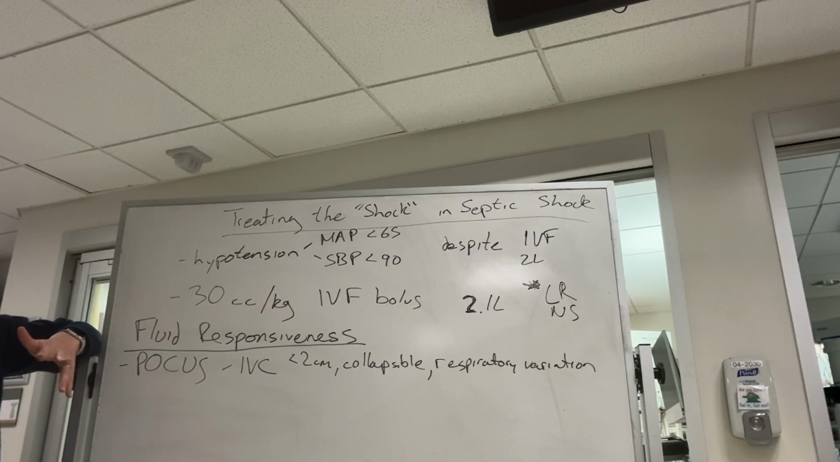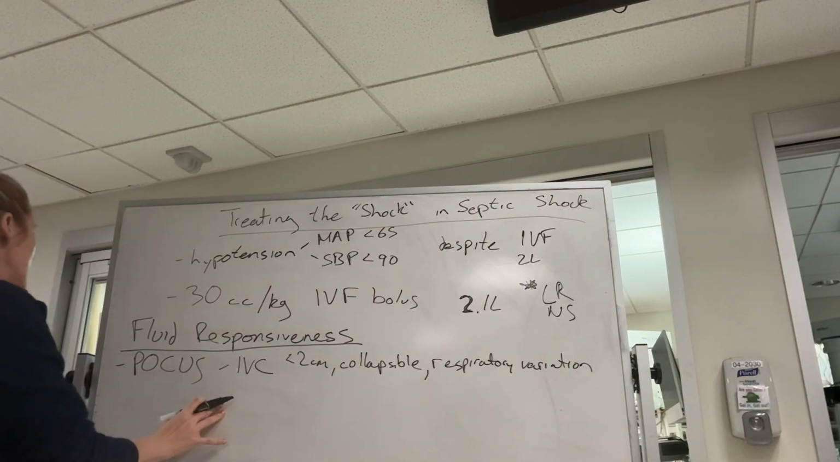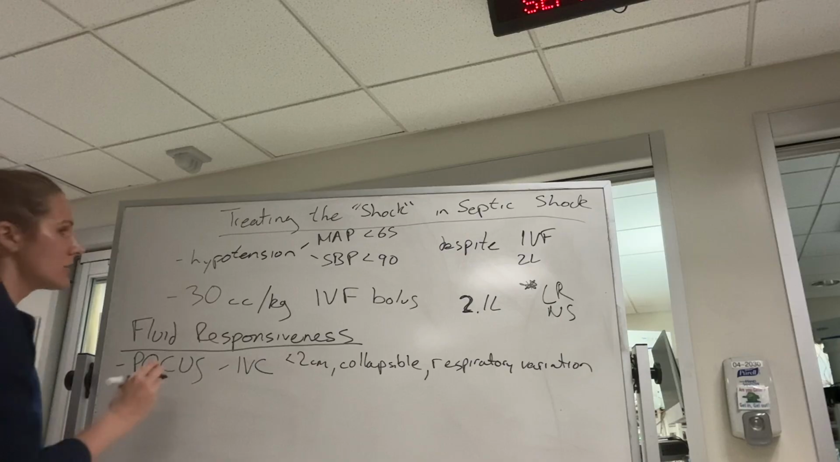There's minimal respiratory variation, but it is collapsible. So sometimes I do still try a small fluid bolus to see if it'll help. Okay, so this is the main one we use in the RICU. But you can do additional things.